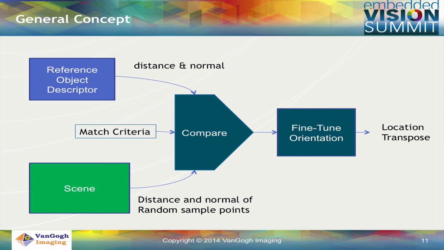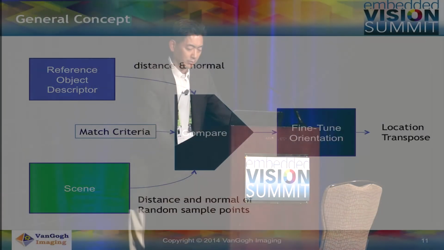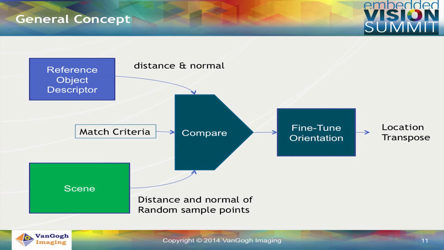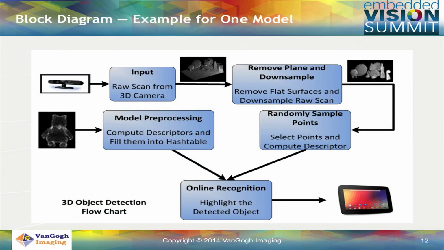And then in the scene, as you capture the scene, you do the same thing. You randomly sample different points in the scene, and then you compare the descriptor. If there's a match, it's like, oh okay, there's a match. Now we've got a match, then you use a match criteria to see if there's a really good match. Okay, well, there's a really good match. Then the next step is you fine-tune the orientation, make sure that you've got the exact right orientation. So at the end, you get both the location and the exact orientation, what we call the transpose of the object.